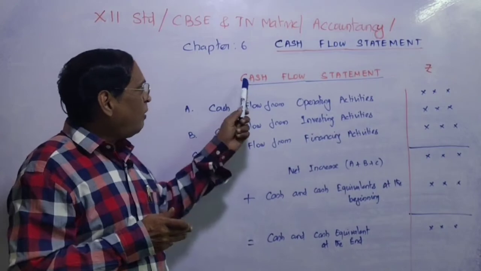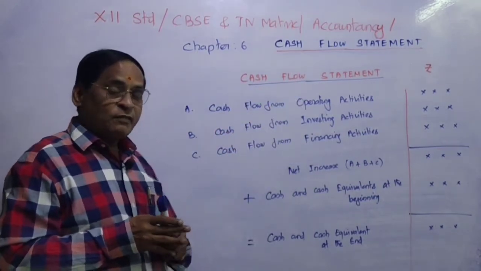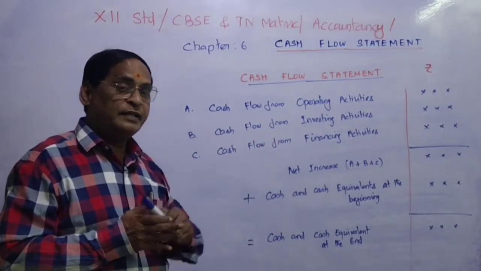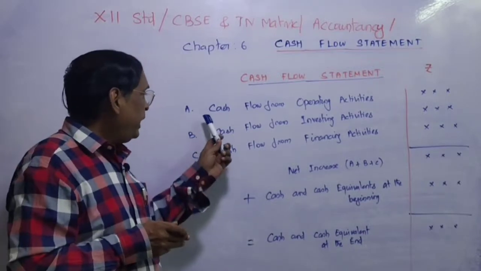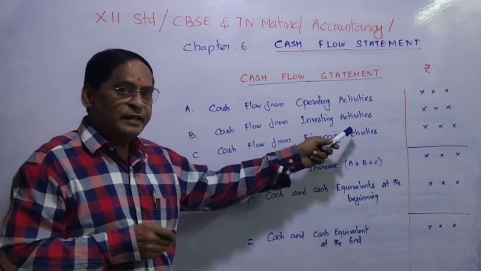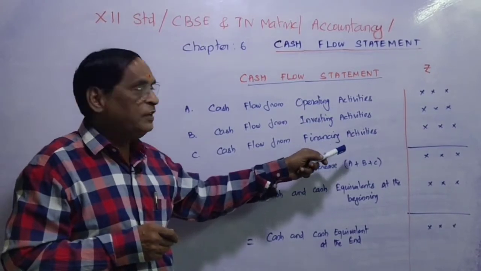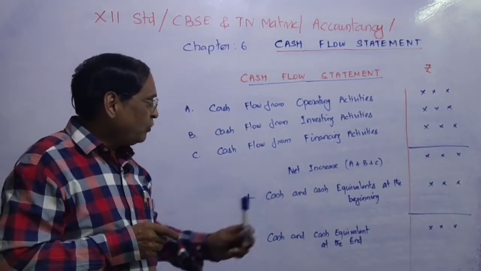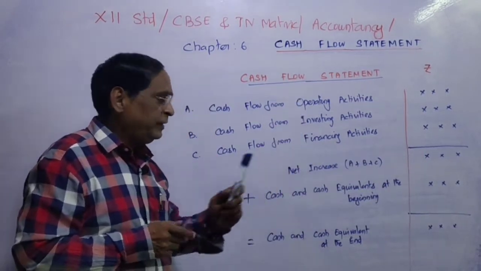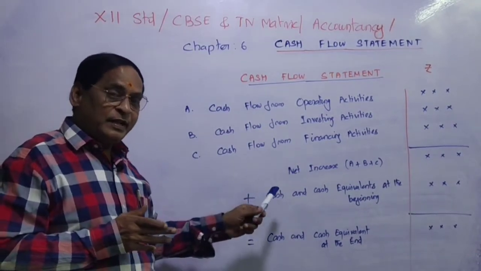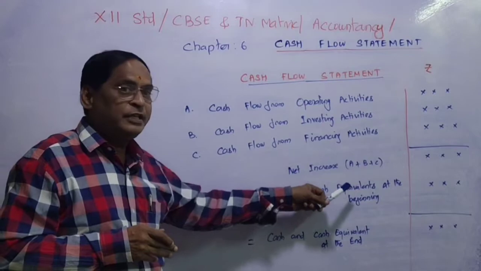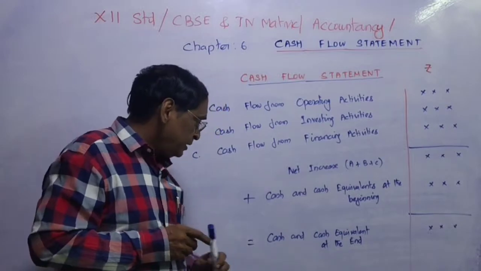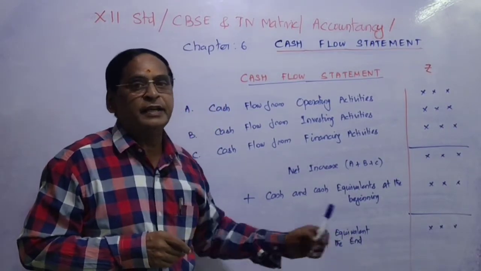The general format of the cash flow statement is, first of all, we have to find out the net cash flow from operating activities, investing activities, and financing activities, and then we have to add all the three. So A, cash flow from operating activities, B, cash flow from investing activities, C, cash flow from financing activities. If we add all the three, A plus B plus C, we will get the net increase. How much cash increased during a particular period? And then the opening balance is given in the balance sheet itself. So cash and cash equivalent at the beginning, how much? If we add it with these three, we will get the closing cash and cash equivalent at the end.